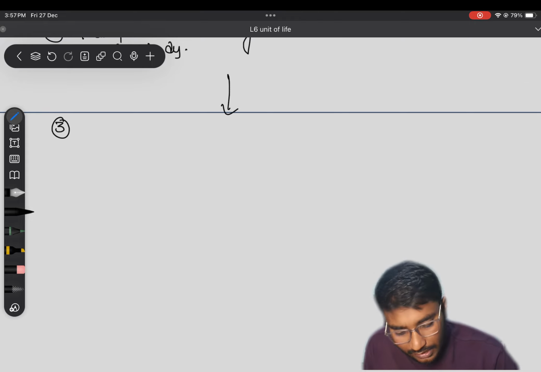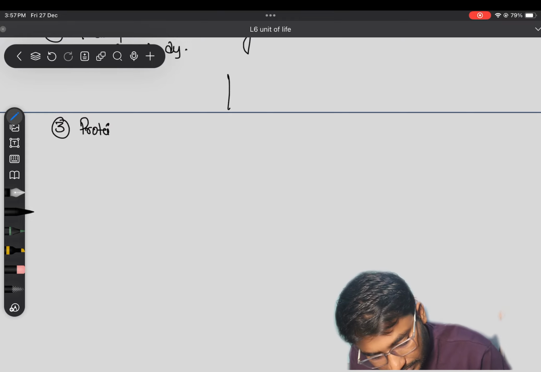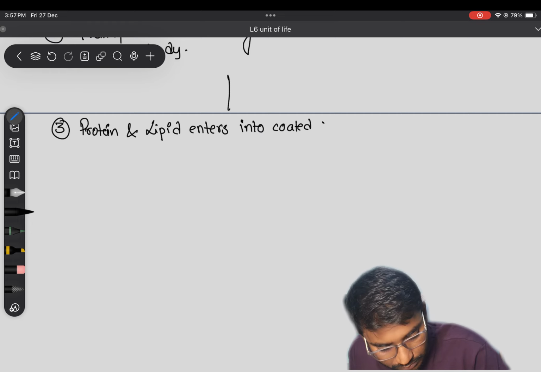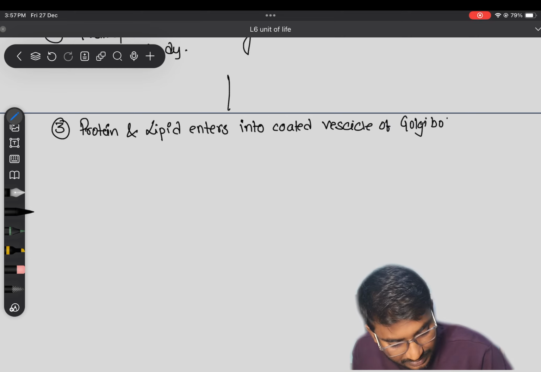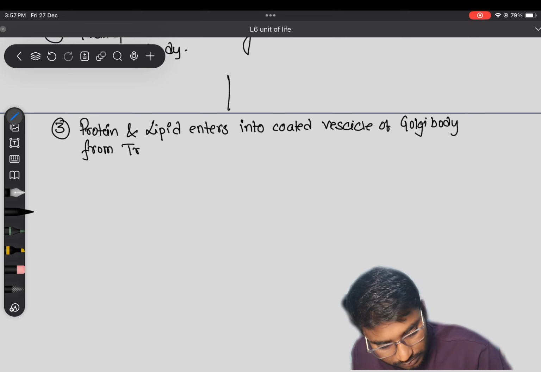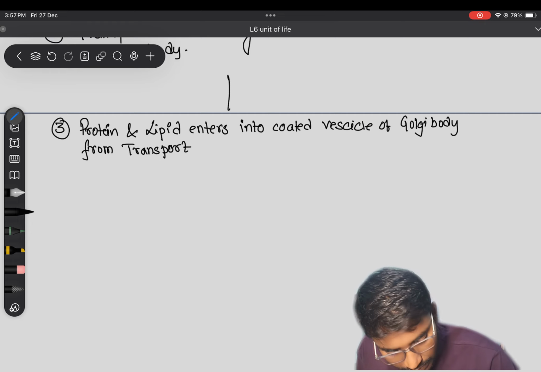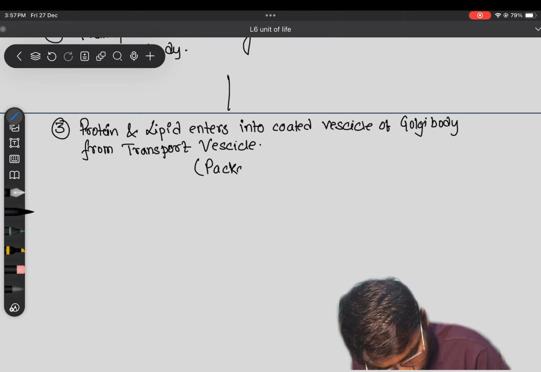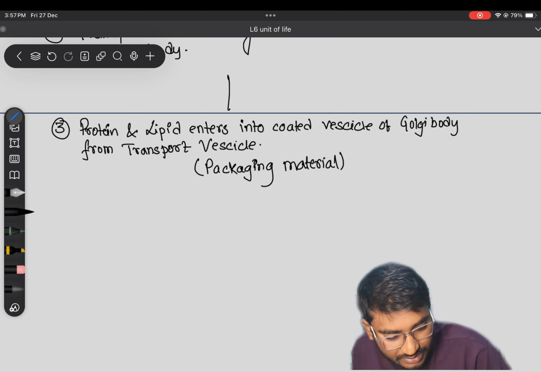Okay. Now the protein and the lipid enter into the coated vesicle of the Golgi body from the transport vesicle. Packaging material, these are the packaging material.